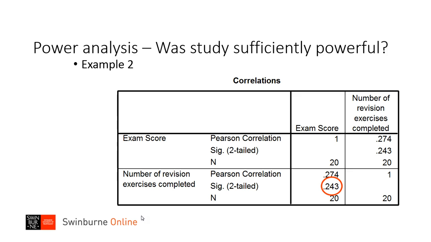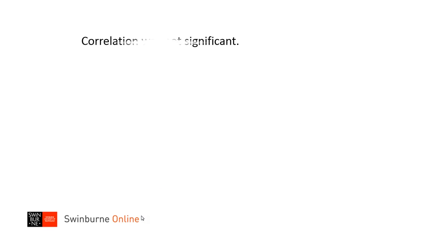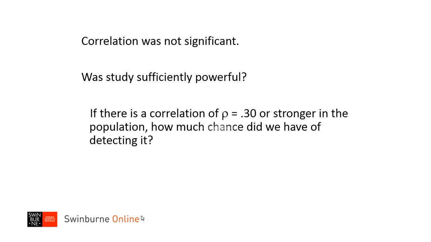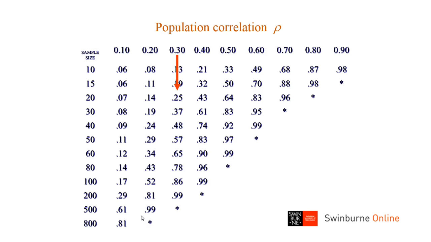So in this example, again, we have a non-significant correlation, and we only have a sample size of 20. So we go to our power tables. The correlation was not significant. Was the study sufficiently powerful? If there's a correlation of 0.3 or stronger in the population, how much chance do we have of detecting it? N equals 20. So we go to our correlation table in the back of our book. We look up a correlation size of 0.3. We look up 20 participants, and we can see there was only 25% chance of detecting a correlation of 0.3 or more with only 20 participants.